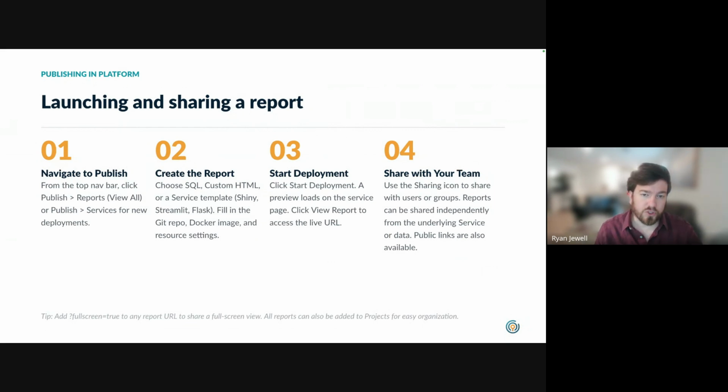Or you can go to service deployments or those HTML reports or SQL reports. Then, of course, you create the report. For the service deployments, you're going to have to fill in a repo and a Docker image in resource settings. Then you can start deployments, and you can set up when the report is active and when it's on demand. And then you're going to share out the report like I just walked through. And you can also create public links. For Tableau and Shiny, Flask, and Streamlit, those services, you can create public links. But for the HTML reports and the SQL reports, you need to be a Civis Platform user.